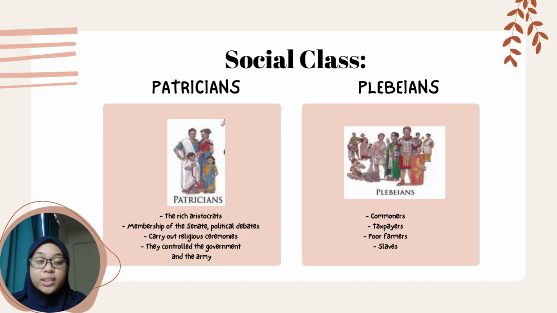First, the patricians. The patricians were the upper class at that time, and only a few Roman families were patricians. These families were very powerful. They were the rich aristocrats, members of the Senate, who took part in political debates, carried out religious ceremonies, and also controlled the government and the army.